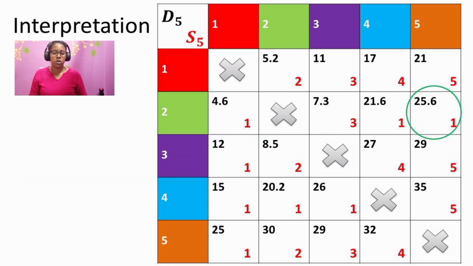Similarly for the next, 25.6 indicates the shortest distance between the vertex 2 and 5 via 1. 20.2 and then 26. And the other cells remain unchanged. So I've considered the distance value in kilometers, assuming that there is no traffic and we are using our own transport facilities. This is the minimum kilometer that would be required to reach the different places from different other places.